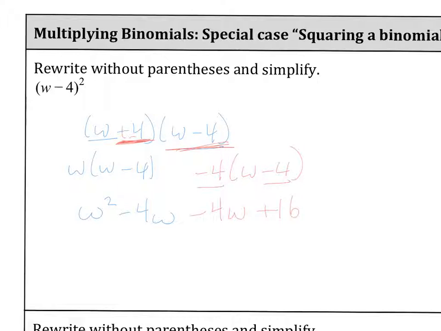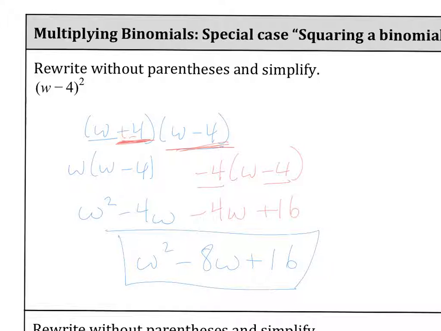And now I'm going to do a quick scan in my answer for like terms. These middle guys are alike. These middle guys are always alike. Have you noticed that? We're going to use that fact in a chapter or section or two, so keep track of that. Final answer will be w squared minus 8w plus 16.